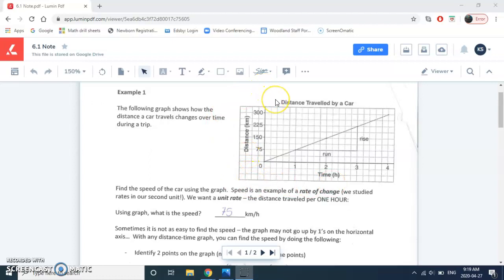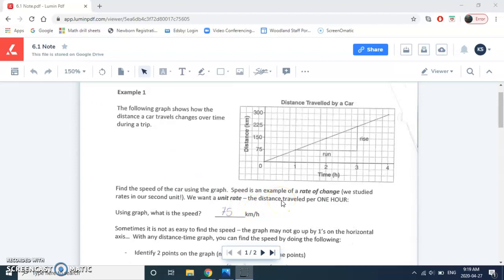We also have our title at the top, which we should always have on our graphs. So we have distance traveled by a car. We have our spacing is all even along the sides and the bottom. So now we're going to go through it. So find the speed of the car using the graph.